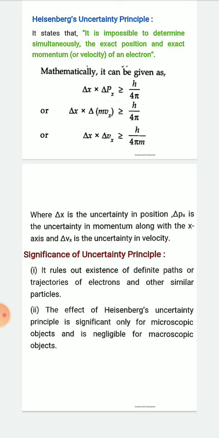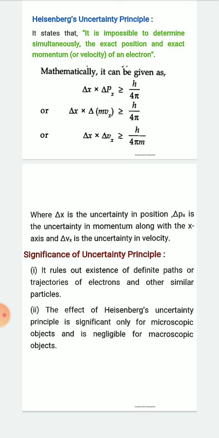And mathematically, the Heisenberg uncertainty principle looks like delta x into delta px is greater than or equal to h by 4 pi, where delta x is the uncertainty in position and delta px is the uncertainty in momentum. You can also write momentum as mass into velocity. So delta x into delta m vx is greater than or equal to h by 4 pi.